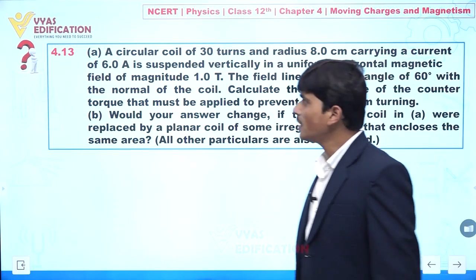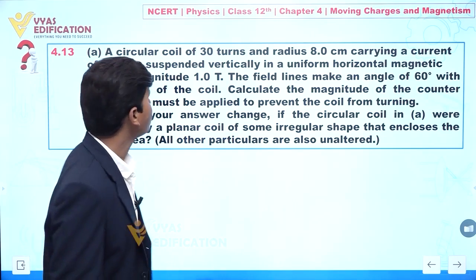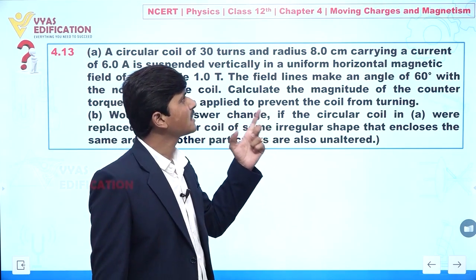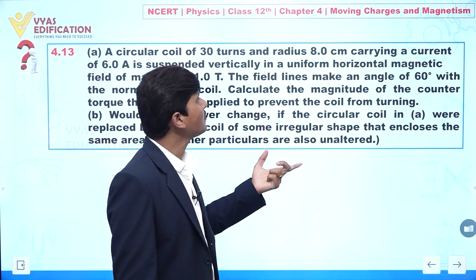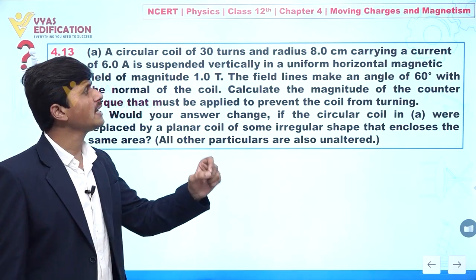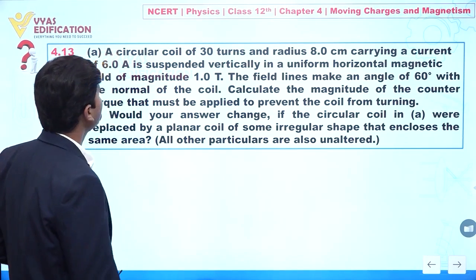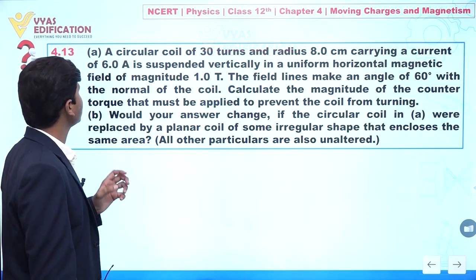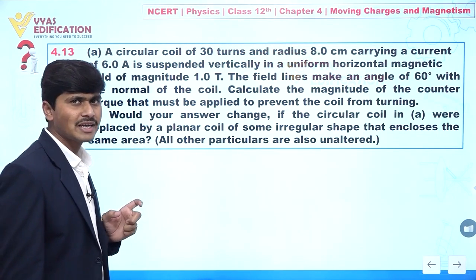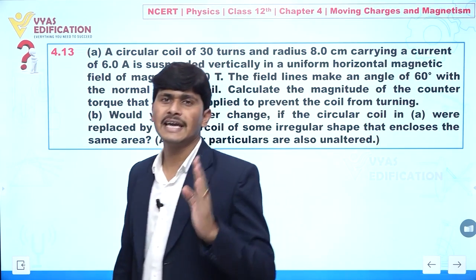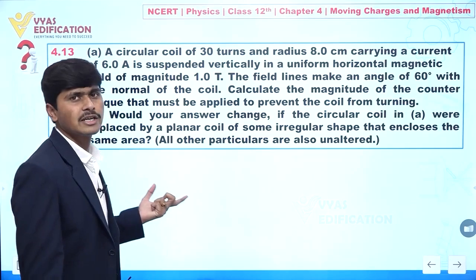So in part A, the question is given to you: a circular coil of 30 turns and radius 8 centimeter carrying a current of 6 ampere is suspended vertically in a uniform magnetic field of magnitude 1 Tesla. The field lines make an angle of 60 degrees with the normal to the coil. It means we can say the angle between the magnetic field and the area vector is 60 degrees, clear?